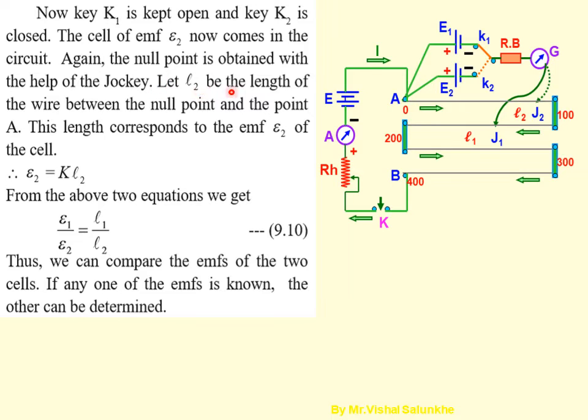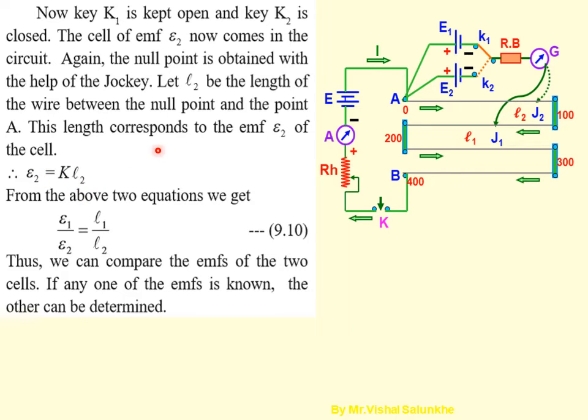So let L2 be the length of the wire between the null point, that is J2, and the point A. This length corresponds to EMF E2 of the cell. According to the principle of potentiometer, we can write EMF is directly proportional to length. So EMF of the second cell is directly proportional to the effective length due to the second cell, that is L2. So E2 is equal to KL2, where K is the potential gradient.